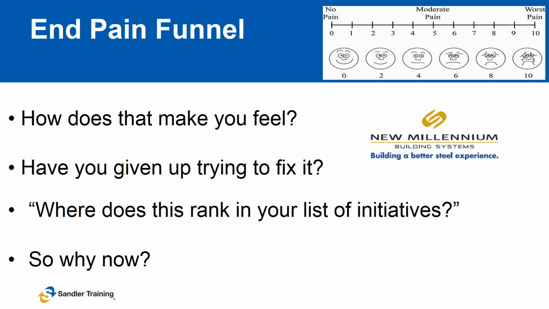And if they say, no, we haven't given up trying to fix it, all right, well, where does it rank in your list of initiatives? And there again, it's trying to figure out how they're prioritizing this fix. I want to make sure that it is high enough on their list of initiatives or their prioritization of things that we don't just go out and put a nice package together for them, and then it falls lower and lower in their to-do list.